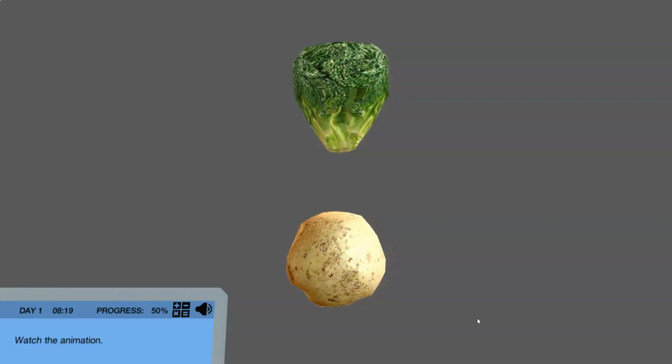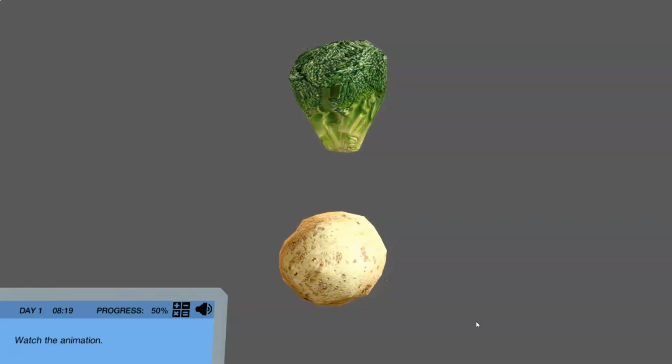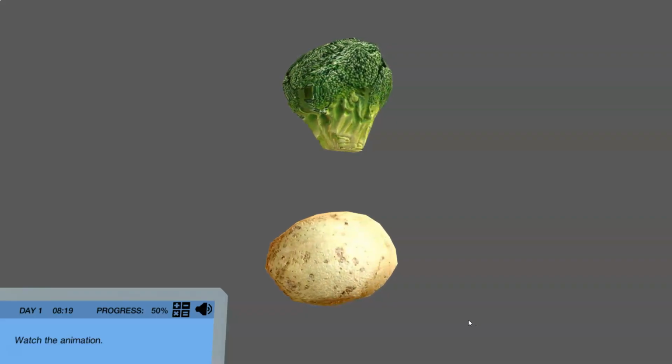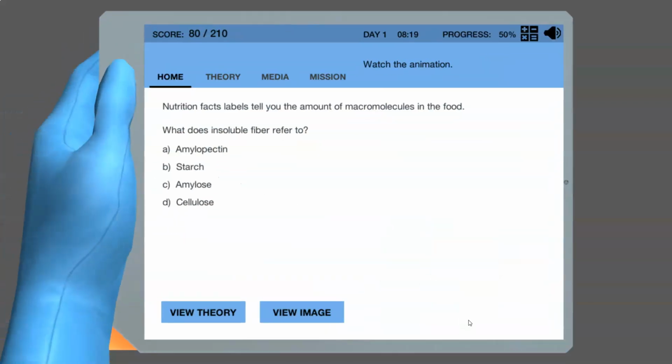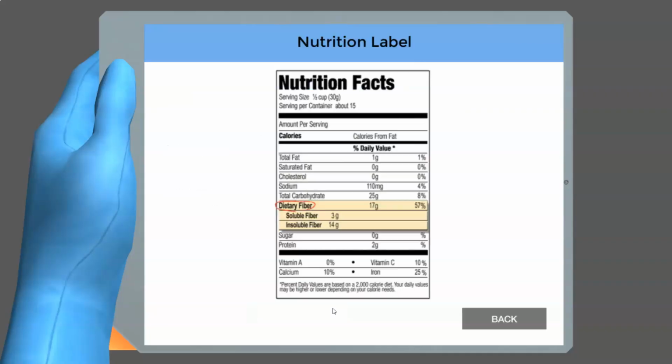Humans have the enzyme to break down the glycosidic linkage in starch but not in cellulose. That's why we can't digest the cellulose in vegetables. Nutrition facts labels tell you the amount of macromolecules in the food. What does insoluble fiber refer to?